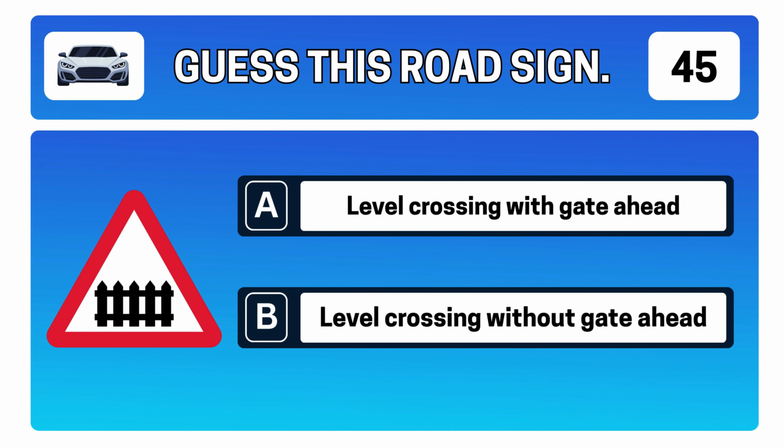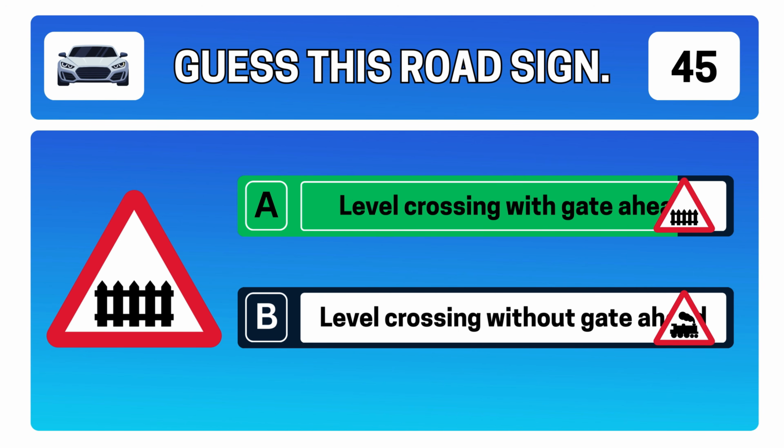Guess this road sign. A. Level crossing with gate ahead. B. Level crossing without gate ahead. Correct. This is a level crossing with gate ahead sign.